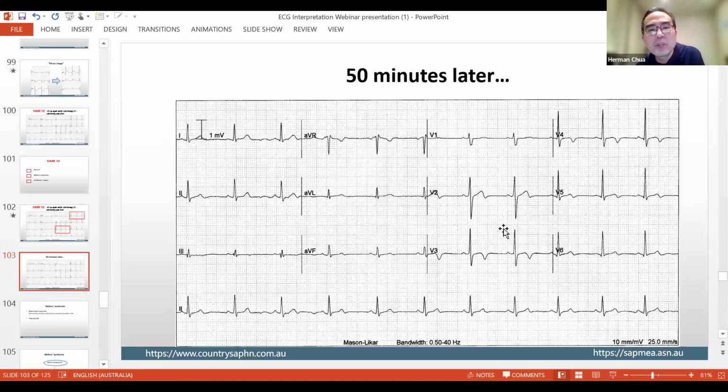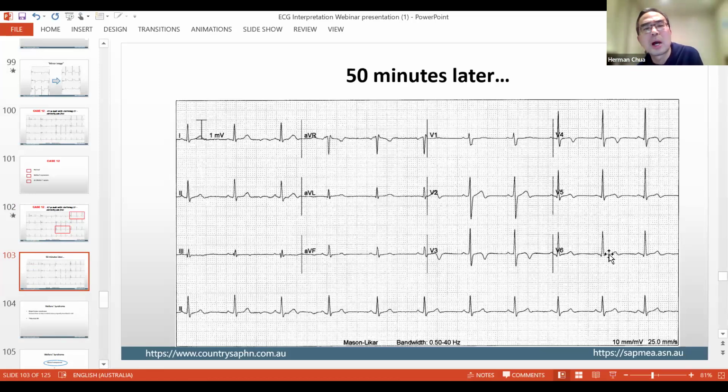What started off as just changes that you can see in V3 and V4 has now extended. V2 now is biphasic. V3 is not biphasic anymore; it's wholly inverted now. It's a fully inverted T wave in V3, fully inverted T wave in V4, but now V5 is beginning to be biphasic.